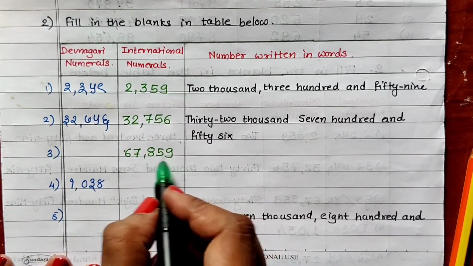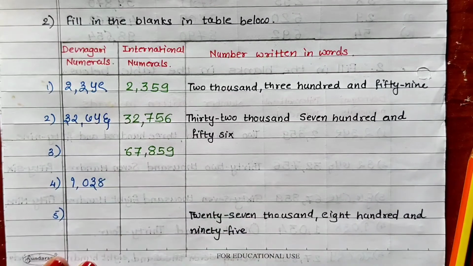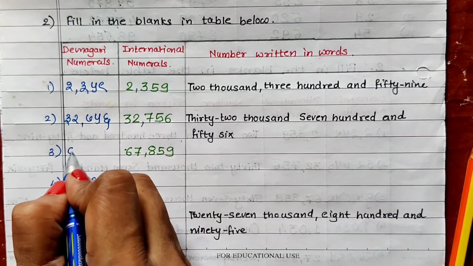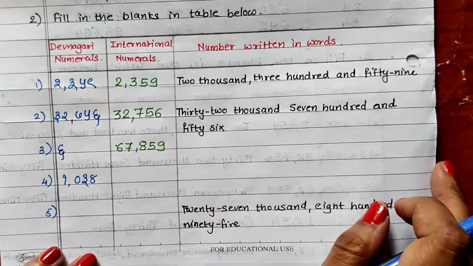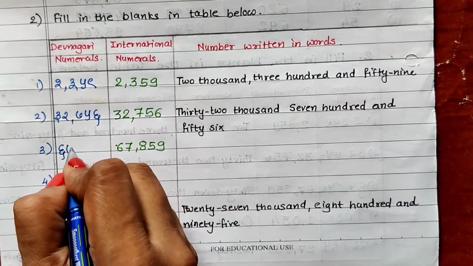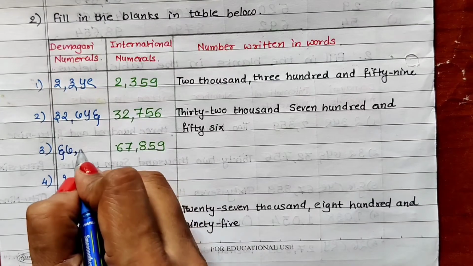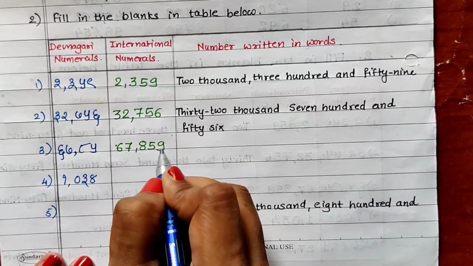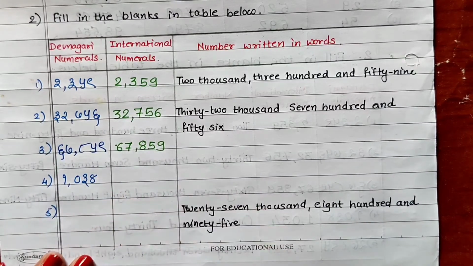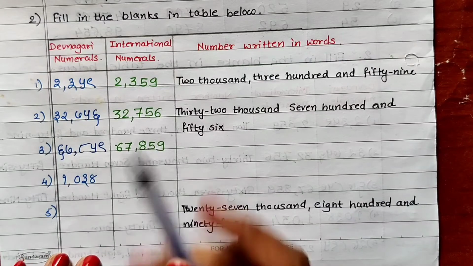Okay. Now the third question is, we have given in international numerals 6, 7, 8, 5, 9. So 6 means 6, 7 means 7, 8 means 8, 5 means 5, 9 means 9. Now read it and write in the words.